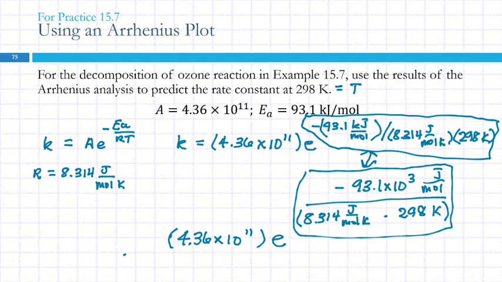So let's just do that. Negative 93.1 times 10 to the third divided by the quantity 8.314 times 298. Close the parentheses. So that guy is negative 37.577. It's going to keep some extra digits.